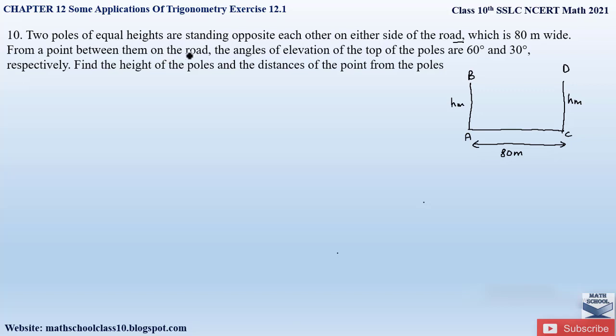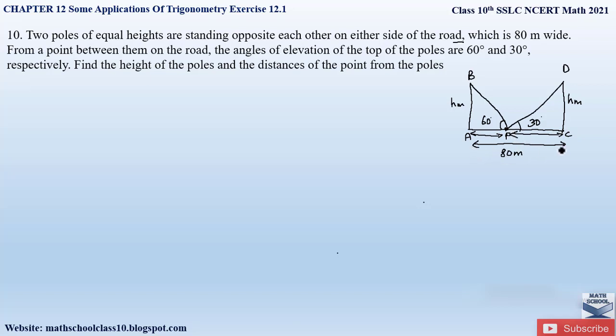From a point between them on the road, the angle of elevation of the top of the poles are 60 degree and 30 degree respectively. So from a point on this road, we can take anywhere. Let us take a point P here. The angle of elevation from the top of the pole to this point is 60 degree and 30 degree. We have to find the height of the pole, that is the height of AB and CD, and the distances of the point from the pole, AP and PC.